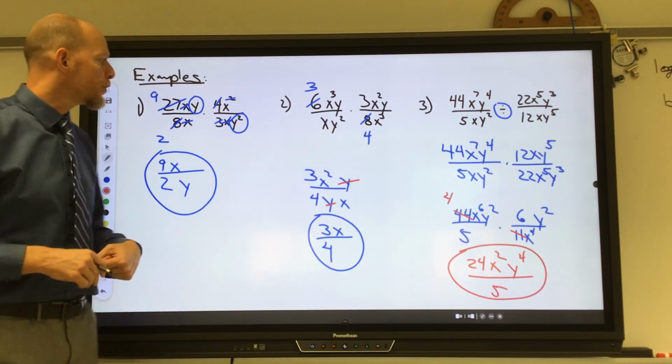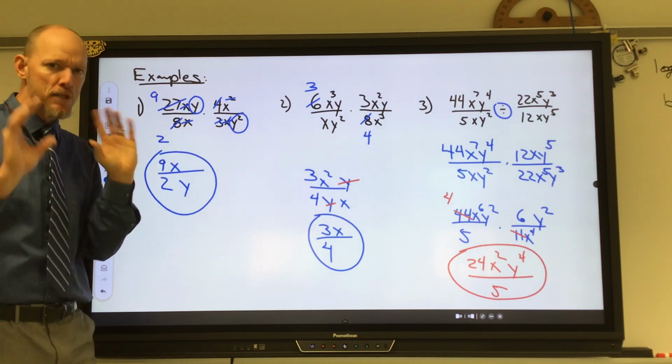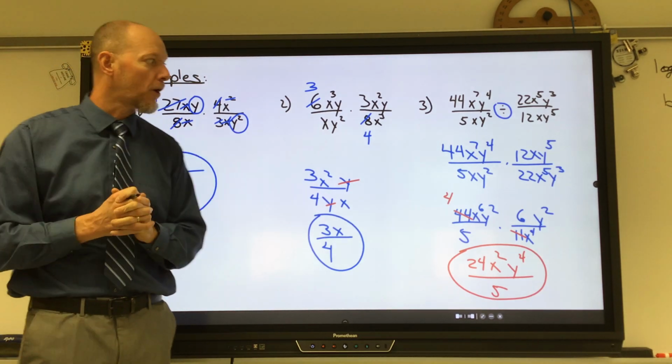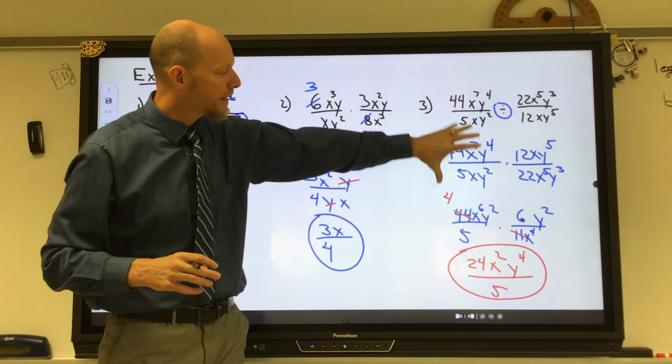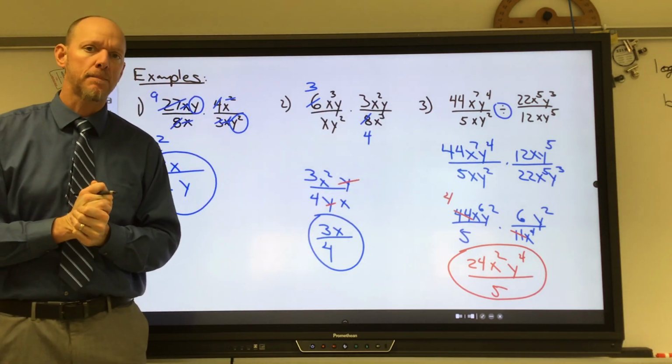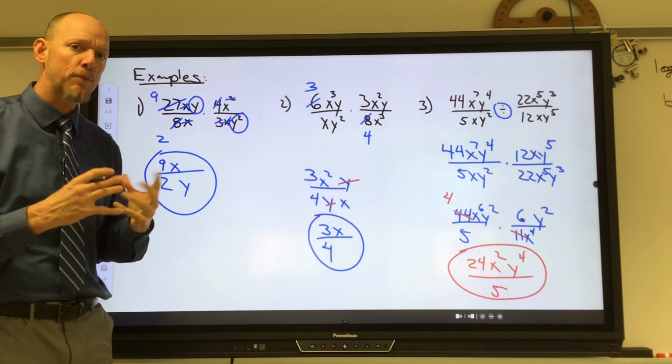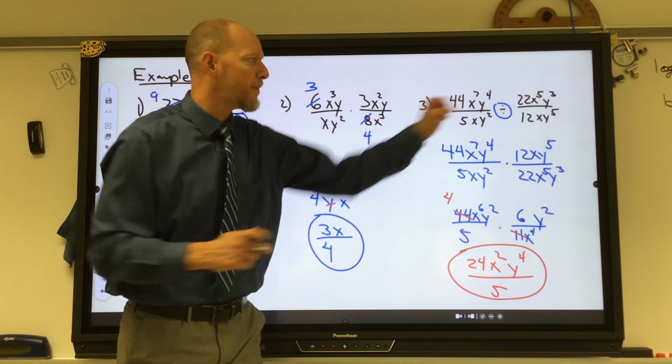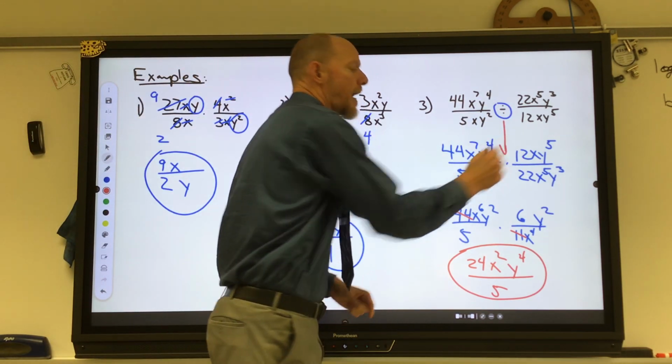So again, you can either do it all at one time, just make sure you are careful with your work, or you can chunk it down and do little steps one by one. Either way, they all end up with the same result, keeping in mind when you see division, rewrite it as multiplying.